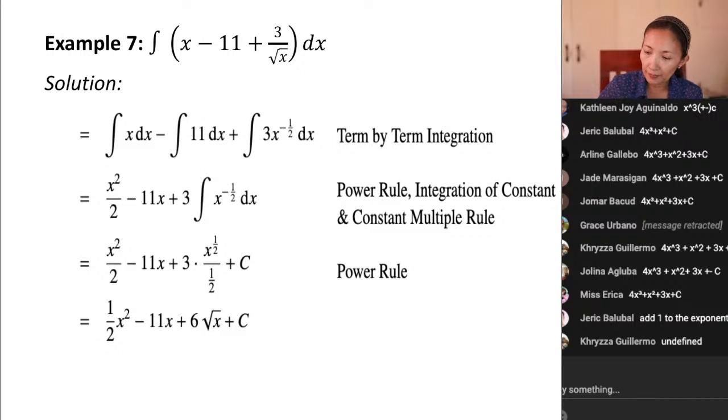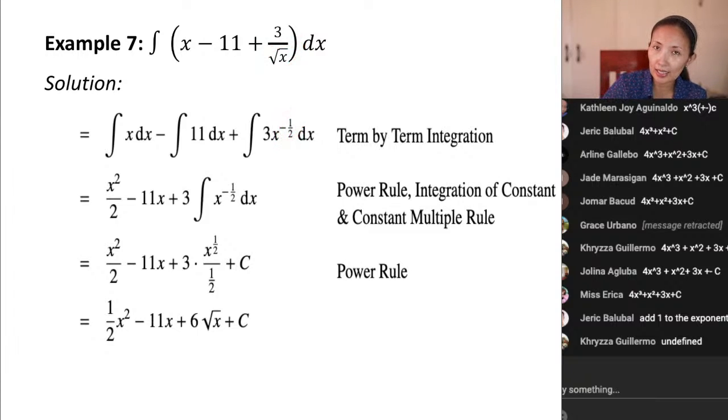Example number 7, integrate x minus 11 plus 3 over the square root of x dx. Again, by the integration of a sum, we integrate term per term. Separate this into the integral of x dx minus the integral of 11 dx plus 3. I have expressed 1 over square root of x already as x raised to negative 1/2. So please do not forget that also. Whenever you encounter radicals, express them in exponential form. This appears in the denominator and therefore its exponent must be negative 1/2.